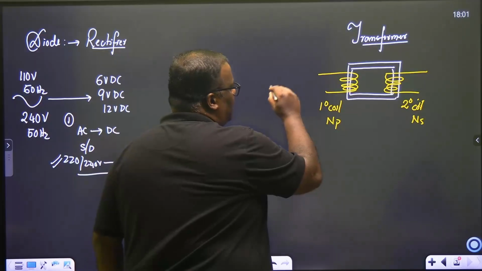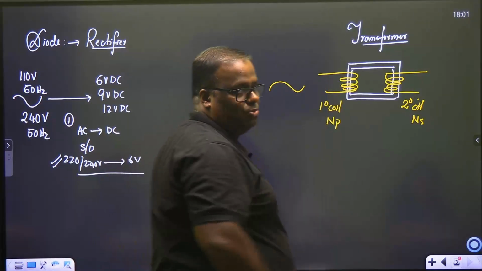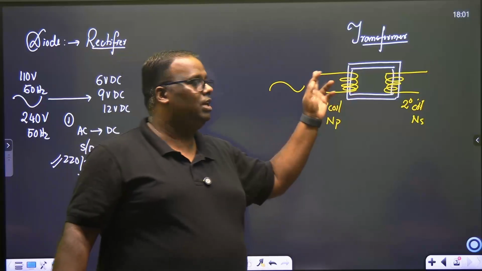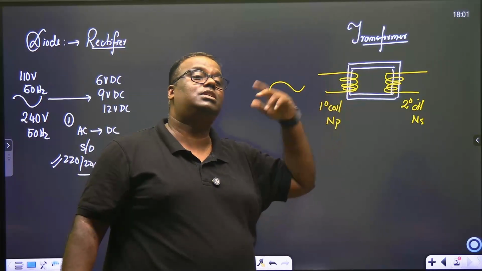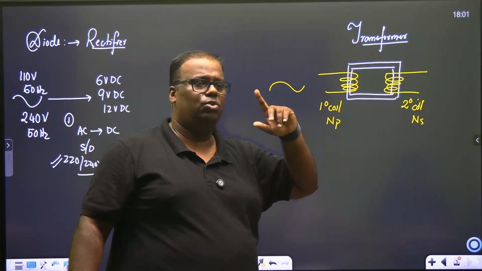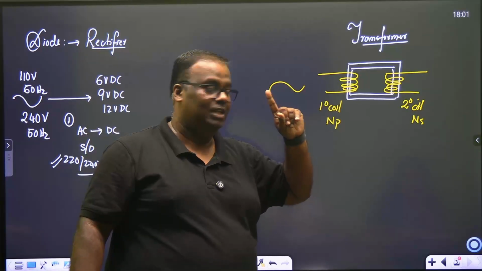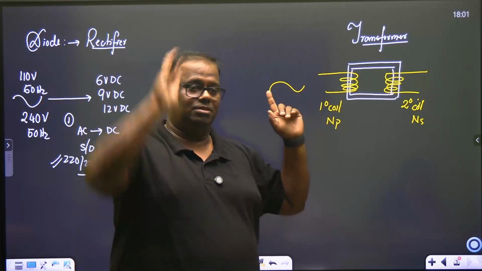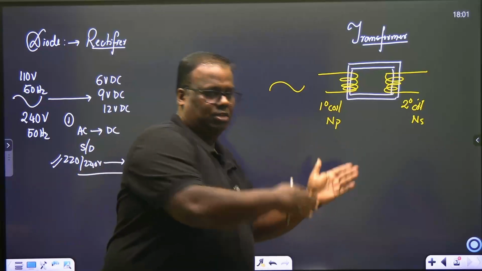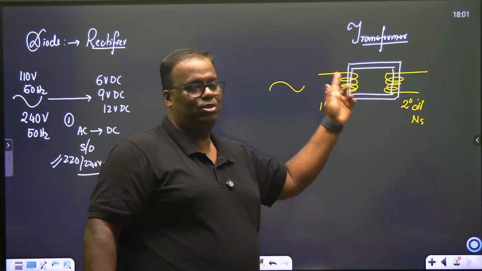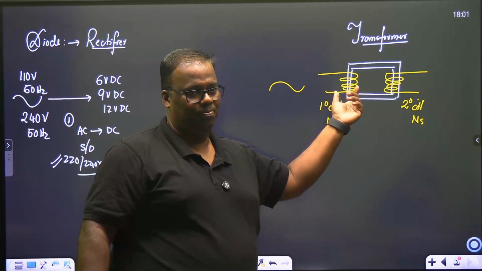Now see, when you supply an alternating current to this one, a current-carrying conductor behaves like a magnet, but this is alternating. Sometimes straight, sometimes reverse, sometimes straight, sometimes reverse. It will change the magnetic field which will be linked with this particular coil.